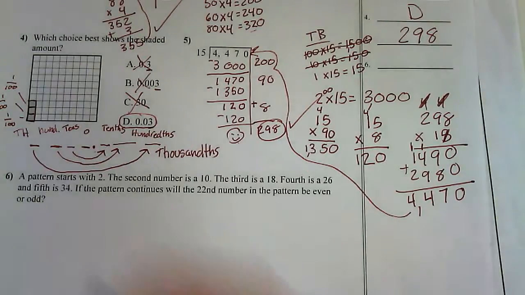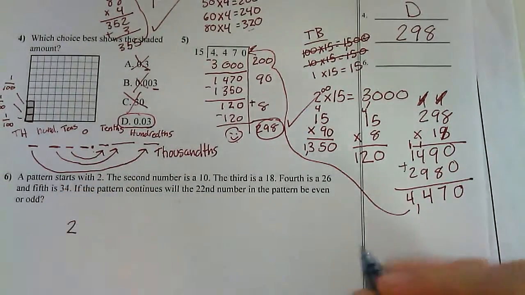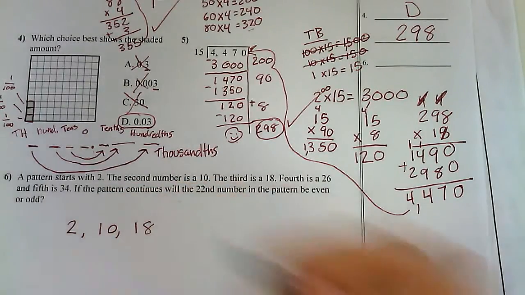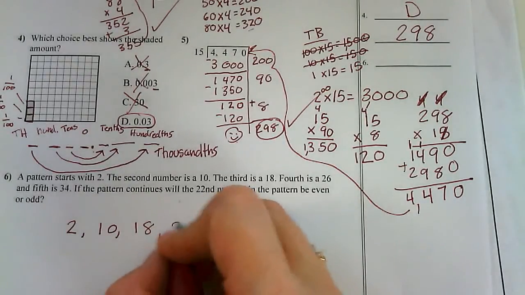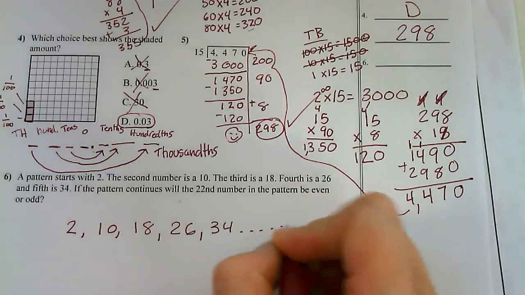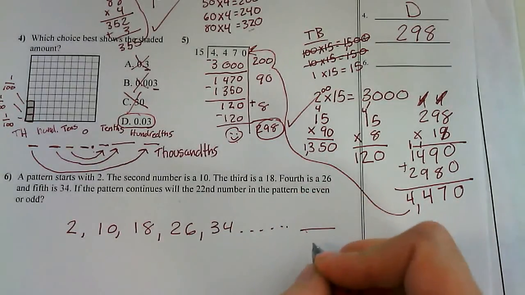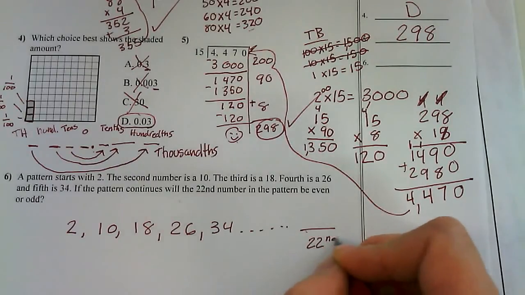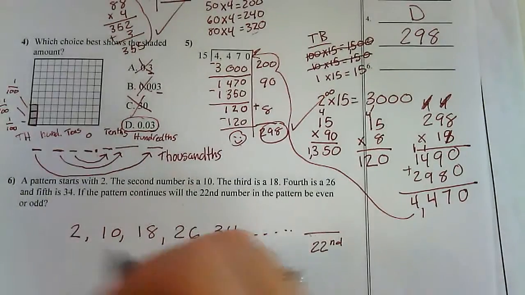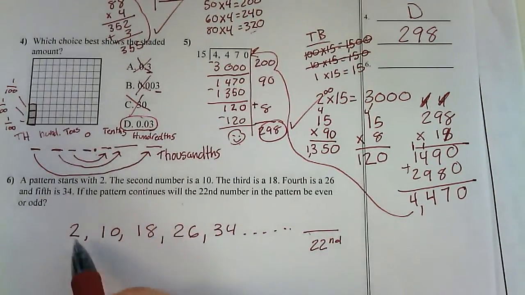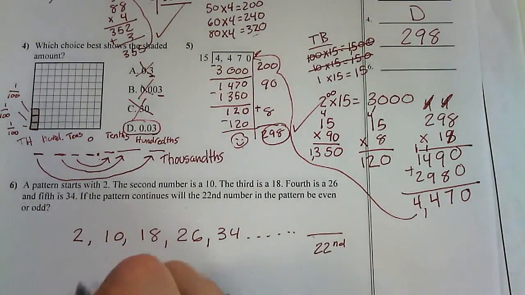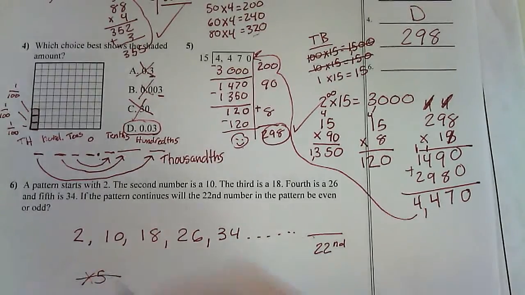So let's think about this. We went from 2 to 10 to 18 to 26 to 34. And it's going to go on and on and on. And we want to know, is it going to be even or odd when we get to the 22nd number? So we need to figure out how this pattern was made. So how do I get from 2 to 10? Well, I could do 2 times 5 would get me to 10. But 10 times 5 is 50. So times 5, not the one we're looking for.